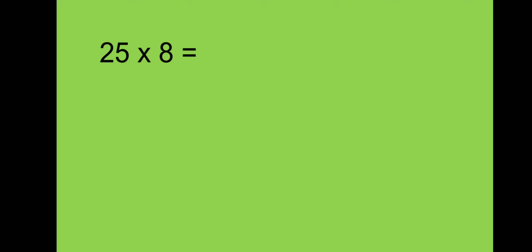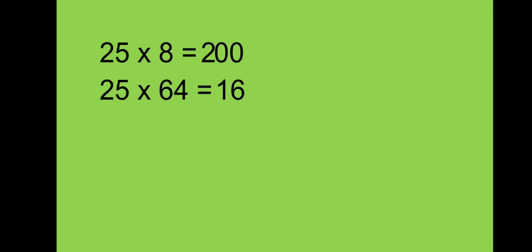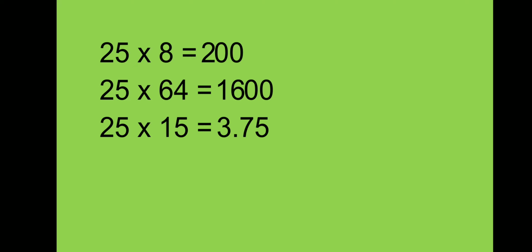Now the next step is about 25. As you divide the second number by 2 when multiplying by 5, here you have to divide by 4. So 8 divided by 4 is 2, and here you have to add 2 zeros. In 25 you have to add 2 zeros. 25 into 64 is 16, and then you have to add 2 zeros. 25 into 15 is 3.75. Then adding 2 zeros means multiplying by 100. So the answer is 375.